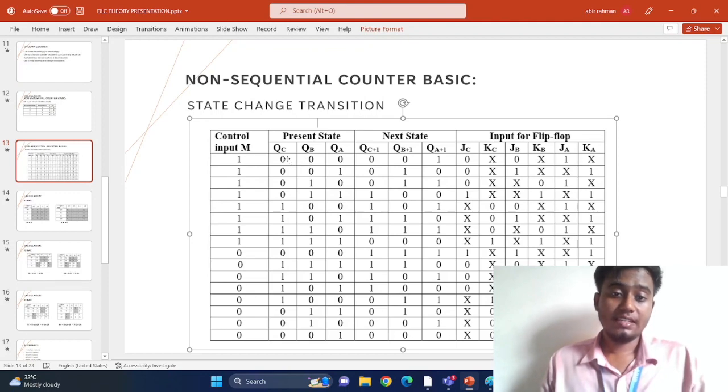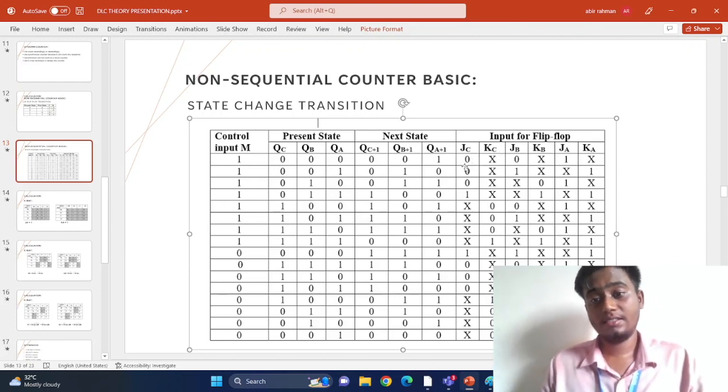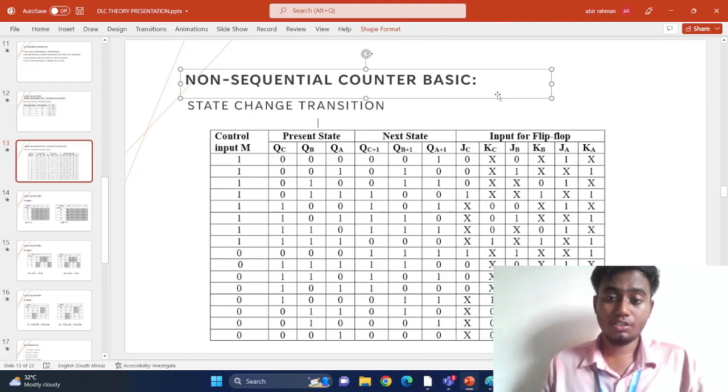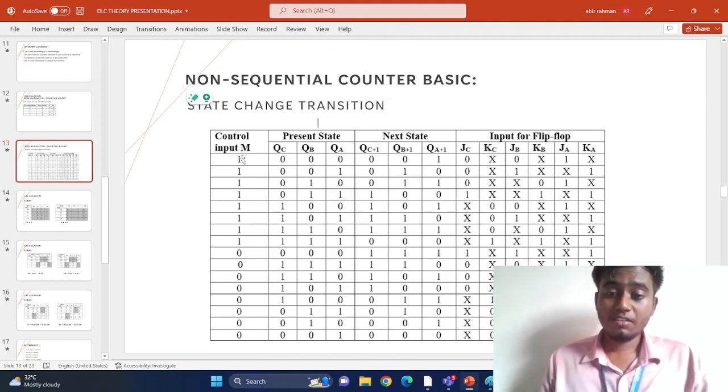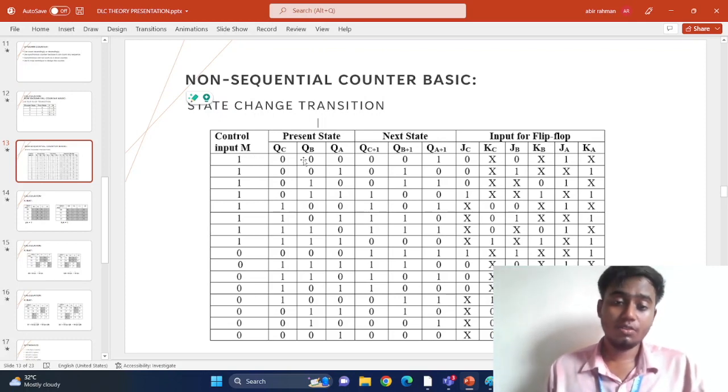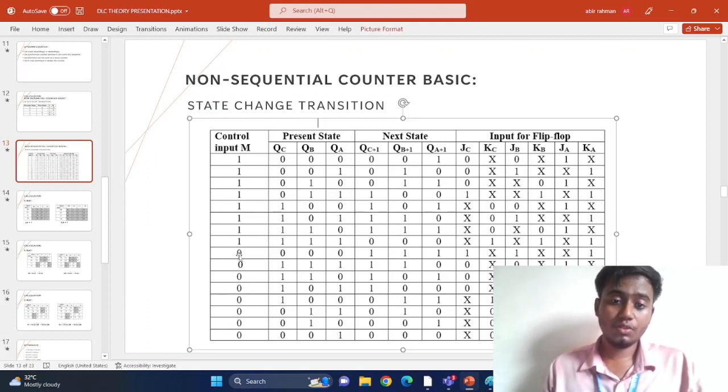And QC from 0 to 0. Similarly, J should be at 0 and K is at don't care condition. Okay, so if we put one input here, what will happen? It will count up. When we put 0, it will count down.